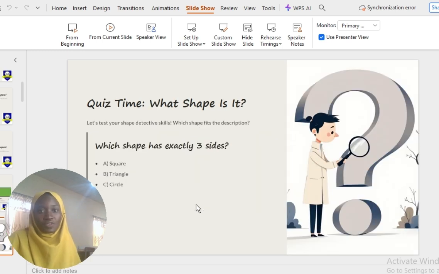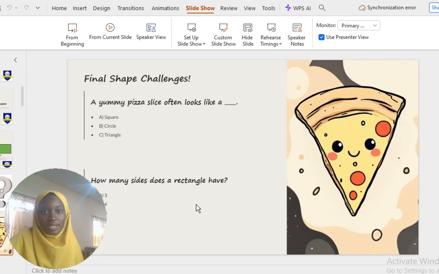Then you have your quiz time. What is this shape called? Let's test your detective skills. What shape has exactly 3 sides? I want to know what shape has exactly 3 sides. Get it right? Your final shape challenge: now we all eat pizza, right? A yummy pizza slice often looks like what shape? Please let me know. How many sides does a rectangle have?